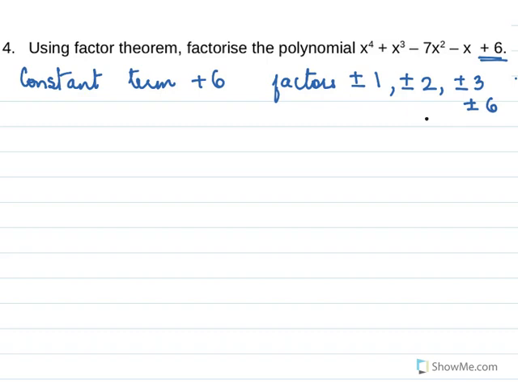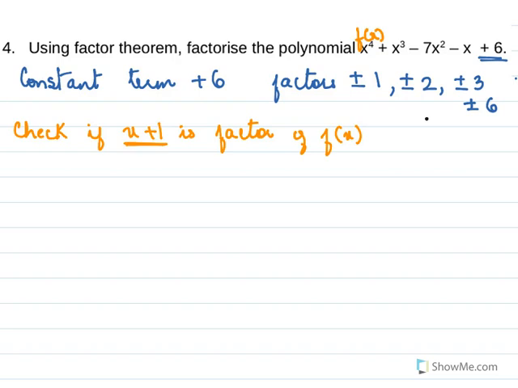So let us first check if x plus 1 is a factor. How do we check if x plus 1 is a factor of the polynomial? We'll call this polynomial f of x, so we don't have to write it again and again. Let us check if x plus 1 is a factor. For that we do x plus 1 equal to 0, x equal to minus 1. So we know f of x is x to the 4 plus x cubed minus 7x square minus x plus 6.